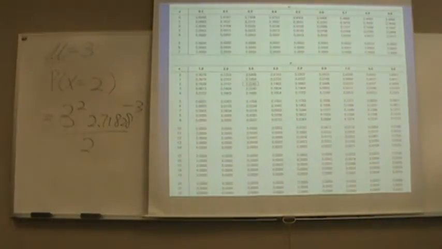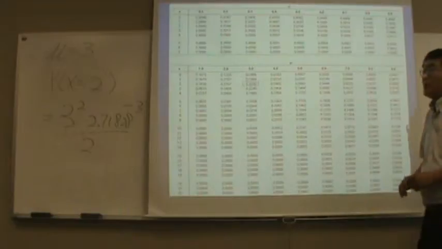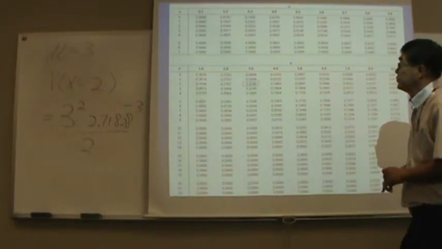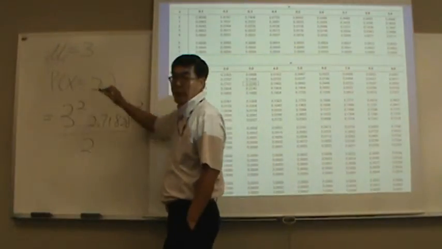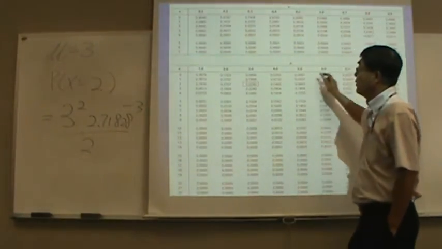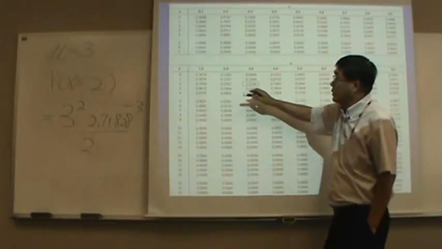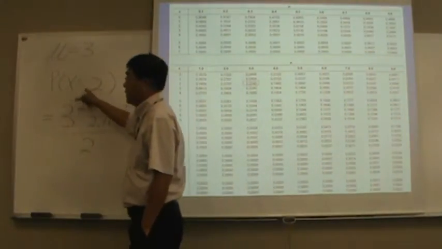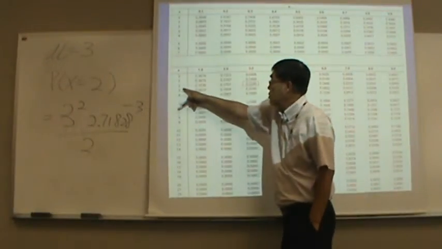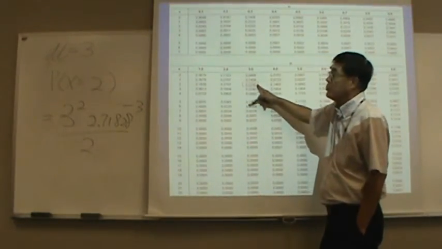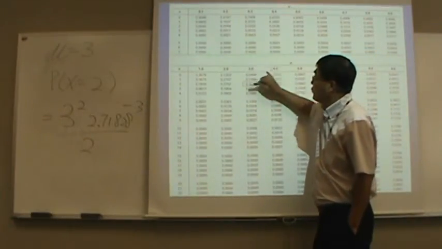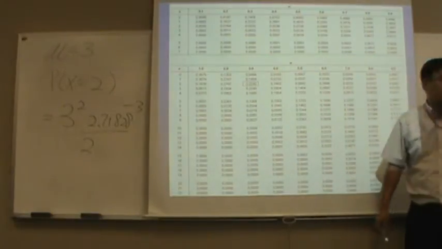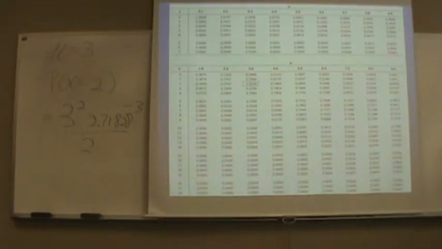or we can use the Poisson distribution table. When mu equals 3, if you can find mu here, 3, then probability x equals 2 is 0.2240. So if you can find mu in this table, you can use this table to find the answer for the Poisson distribution.